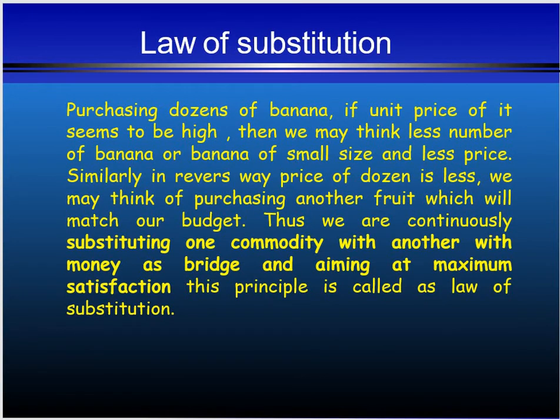Again, I'm on slide number 57. Law of substitution. Purchasing dozens of bananas, if the unit price seems to be high, then we may think of a smaller number of bananas or bananas of small sizes and less price. Similarly, in reverse, if the price of a dozen is less, we may think of purchasing another fruit which will match our budget. Thus, we are continuously substituting one commodity with another with money as a bridge, aiming at maximum satisfaction. This principle is called the law of substitution.